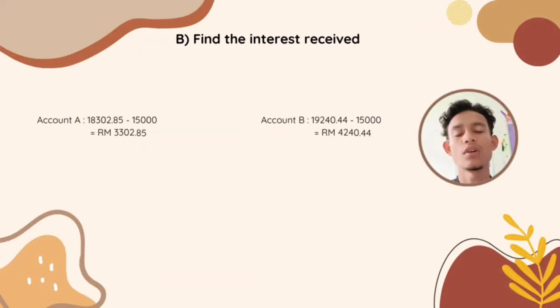Okay, we move to requirement B. Find the interest received. For account A, I use the final balance minus P, which is principal. The final balance is 18,302.85 minus 15,000, and I get RM3,302.85. That is the interest received for account A. For account B, the final balance 19,240.44 minus principal 15,000, and I get RM4,240.44. That is the interest received for account B.